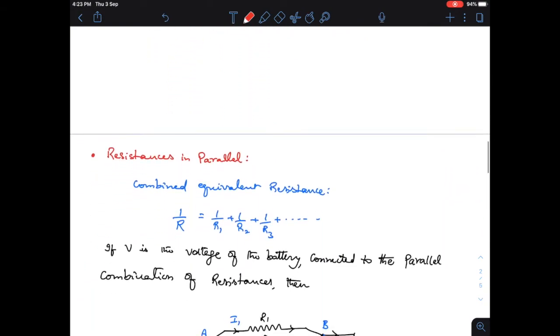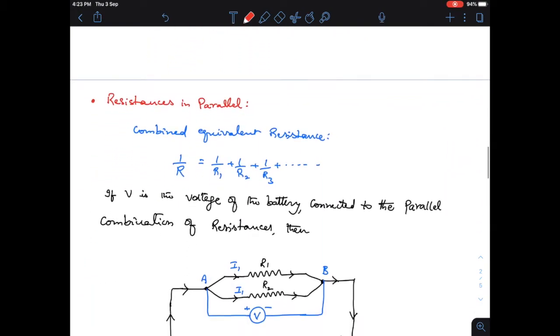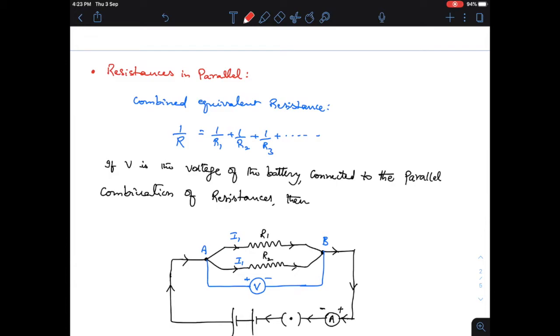Then we will see resistances in parallel. The combined equivalent resistance is given by this expression. The reciprocal of the combined resistance, reciprocal means 1 by R, of a number of resistances connected in parallel is equal to the sum of the reciprocals of the individual resistances. So, the sum of the reciprocals of the individual resistances means 1 by R1 plus 1 by R2 plus 1 by R3, etc.